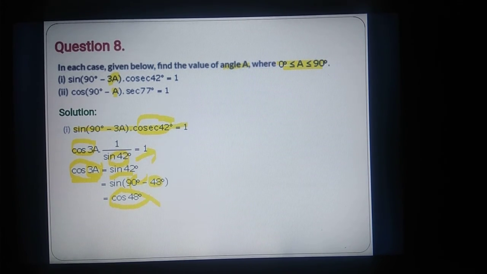If I remove this cos and this cos, then I have 3A equals 48. That means A will be equal to 16 degrees. So this is our answer. So pause the video to note down.